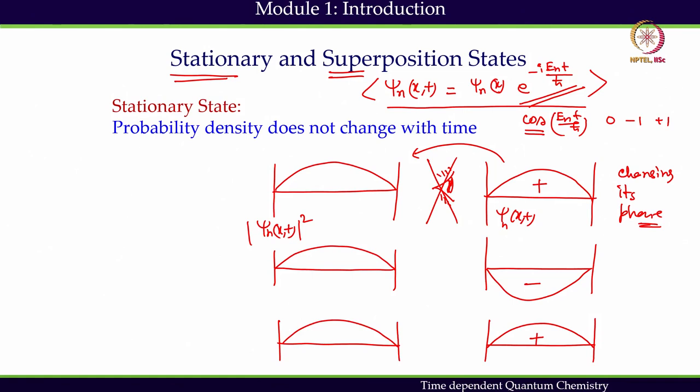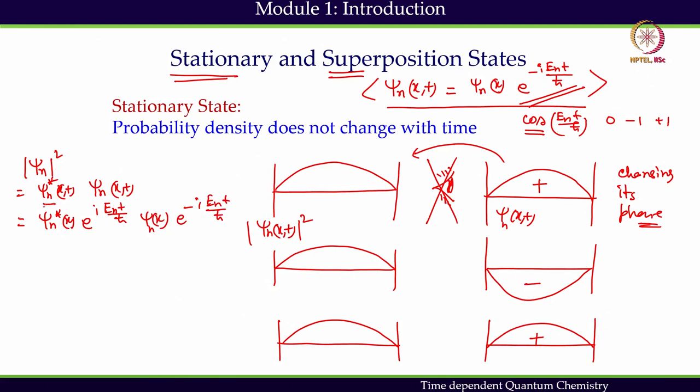Why will it always be like this? It's because density is nothing but psi_n star psi_n(x,t), which is psi_n star(x) e to the power i E_n t by h cut, the complex conjugate of that quantity, multiplied by psi_n(x) e to the power minus i E_n t by h cut. The moment we take the complex conjugate and multiply with its own, these two factors go out. The phase factor will go out. Finally, what I get is time independent, although I started with a time dependent wave function, in the end it is giving me a time independent physical quantity.